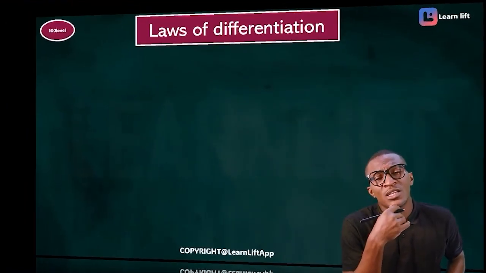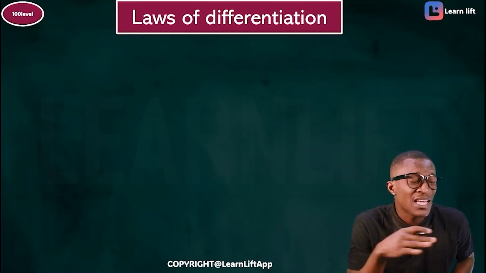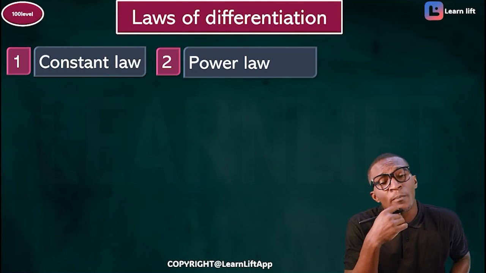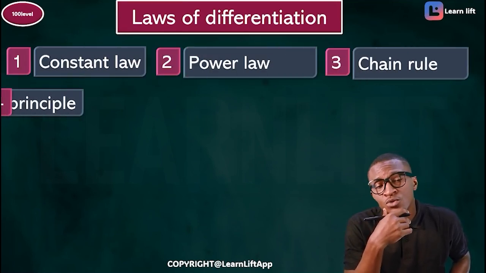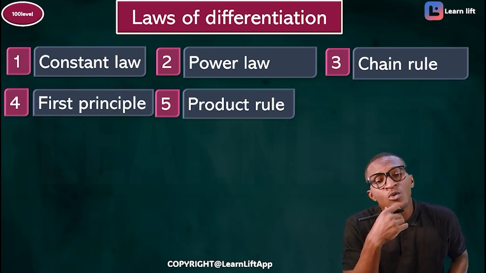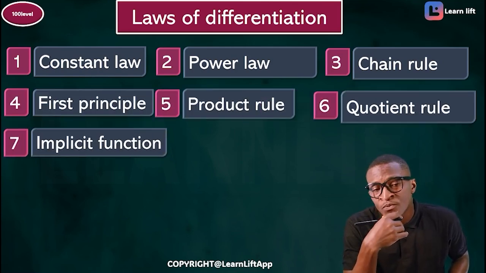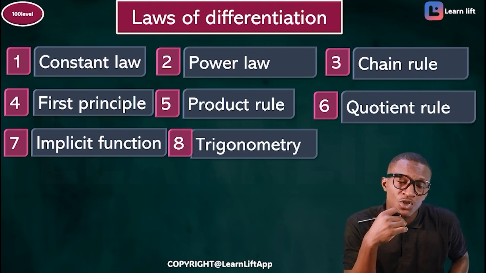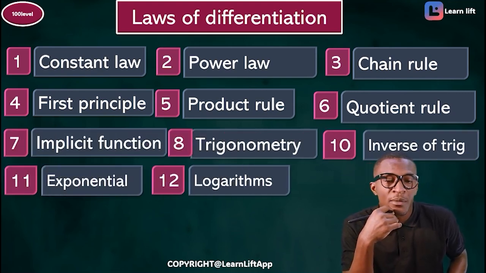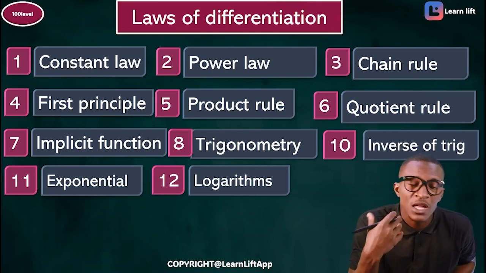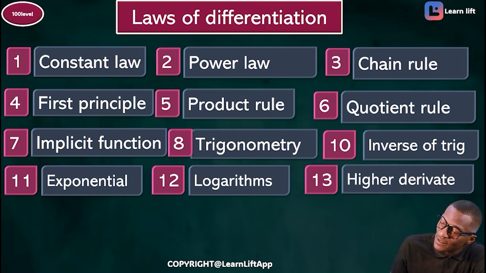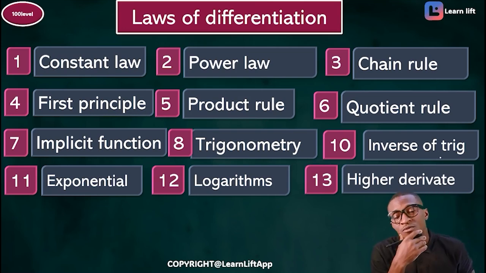Now, practically, you need to understand the laws of differentiation. There are many laws. Number 1, we are going to talk about the constant law. We'll talk about the power law. We'll go further to talk about the chain rule, also called function of a function. We'll talk about first principle, product rule, quotient rule, implicit function, trigonometry, inverse of trig, exponential, and logarithm. Are you with me? Later, we'll talk about the uses, and we'll talk about higher derivatives. I'll talk about the uses of differentiation and more.